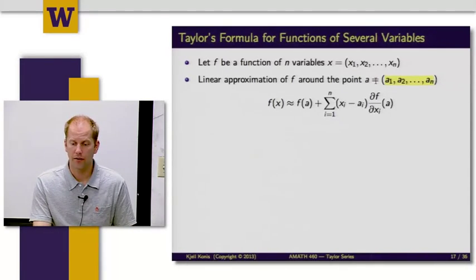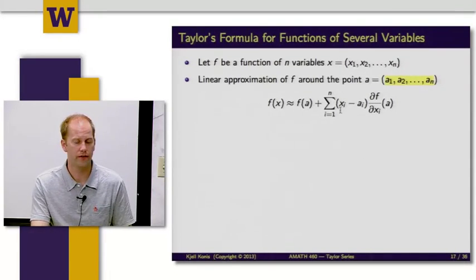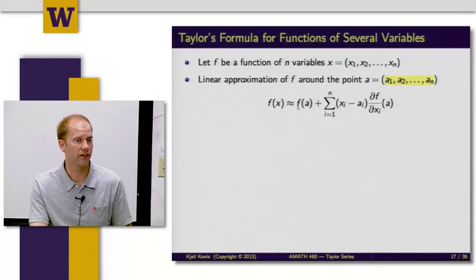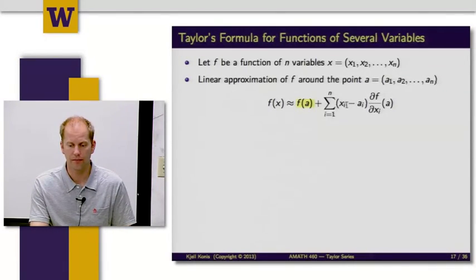And then the linear approximation around the point A looks a lot like the Taylor polynomial for a function of a single variable. So I have one point, f of A, where I know what the function value is. And then I'm just going to add a linear approximation. So for each of the directions, I multiply the distance in that direction, xi minus ai, times the partial derivative, so the slope in that direction, which is the partial derivative of f with respect to that direction, evaluated at the point A.